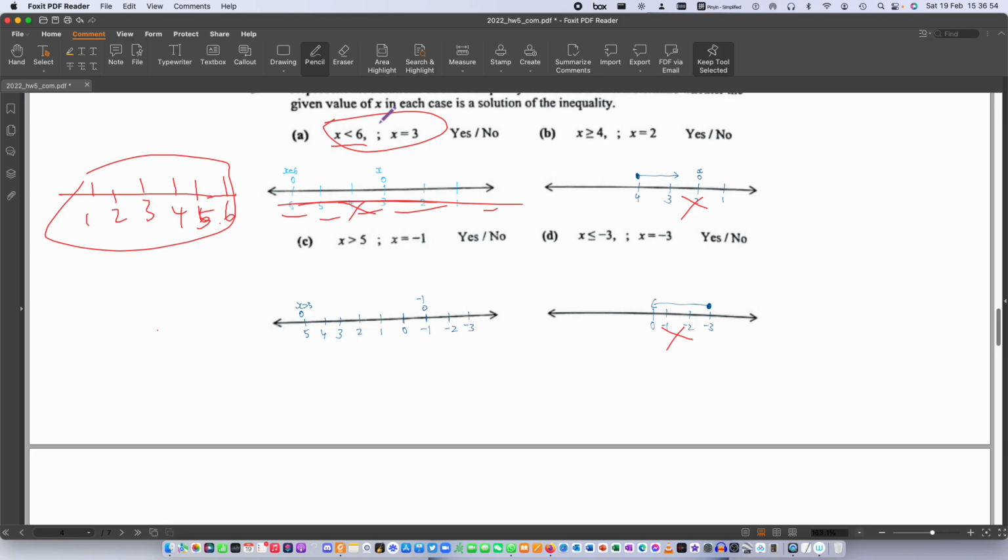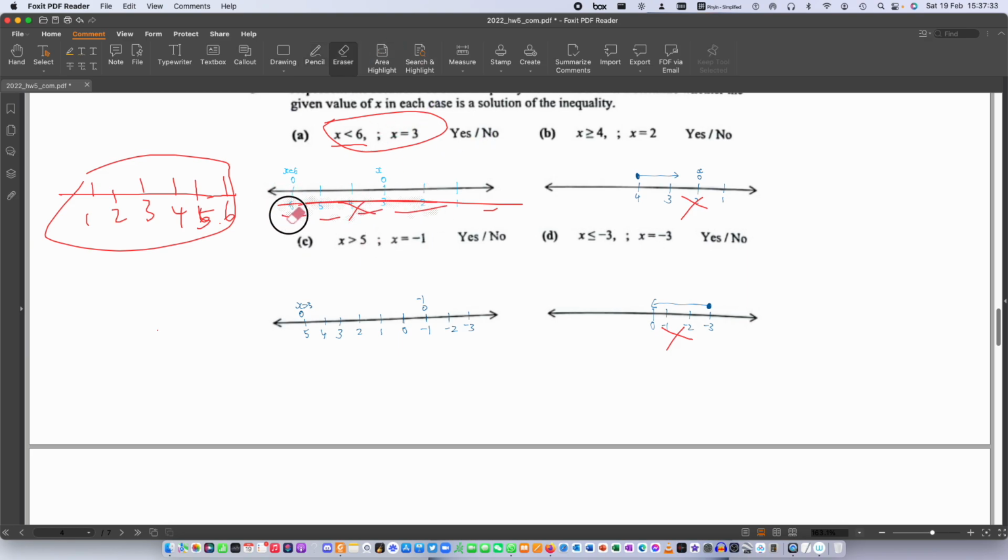So now, how do you decide whether yes or no? They say is a solution. So that means whether x equal to 3 is a solution for x smaller than 6. How do you decide? You just need to ask whether they collide with each other. Collide means collision. Why do you think they collide with each other? The arrow will ultimately extend and hit the x equal to 3, right? Okay, good.